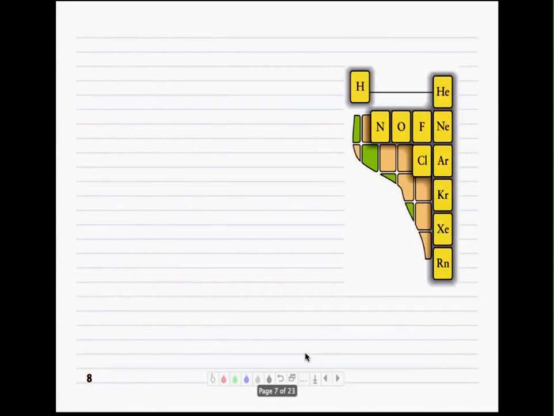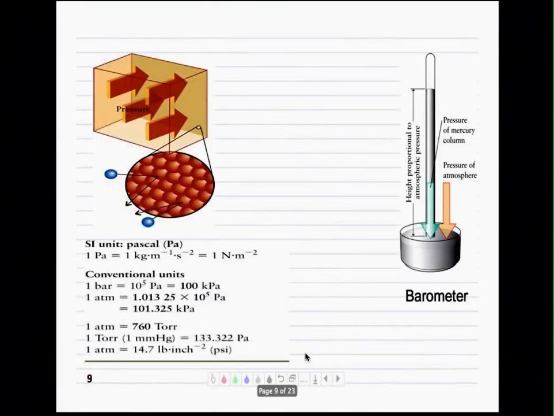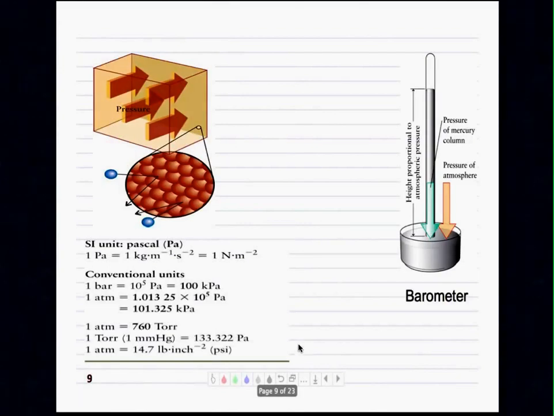Now, the most important part about the gases is the pressure that the gas exerts. And the pressure, by definition, is the force over the area. So pressure is the force over the area. And definitely here we're not talking about the pressure of a liquid. All we're talking about is the pressure of gases.